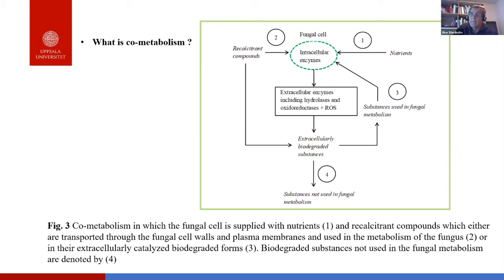At the same time, however, the toxic substance can be biodegraded by the fungi without any use of nutrients. Normally, there are extracellular enzymes secreted by the fungus, which can biodegrade these recalcitrant compounds, but sometimes they are actually used by the fungus as nutrients.